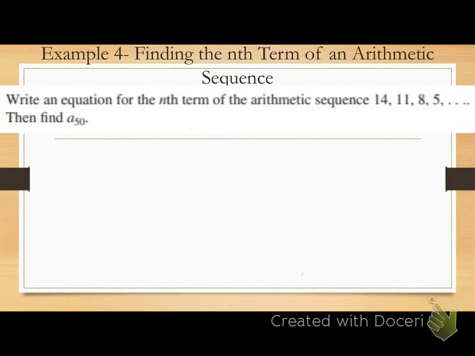Example 4. Write an equation for the nth term of the arithmetic sequence 14, 11, 8, 5. Then find a sub 50. So it wants me to come up with an equation first and then find the 50th term. So there's my formula, remember? It needs an a sub 1 value. What is a sub 1? It's the first term in the sequence. So what's my first term in this sequence? 14. So a sub 1 equals 14.